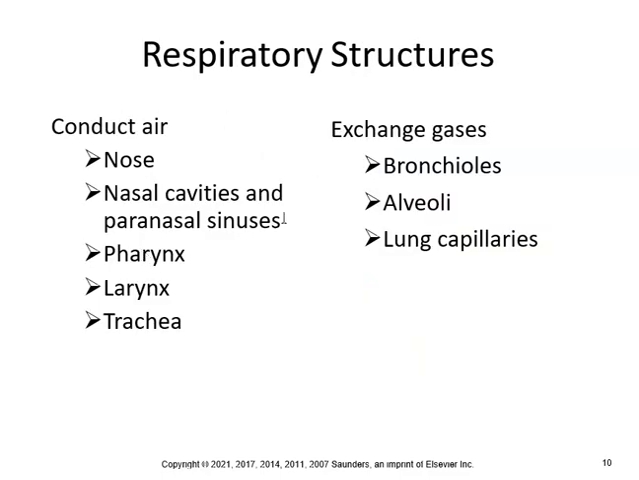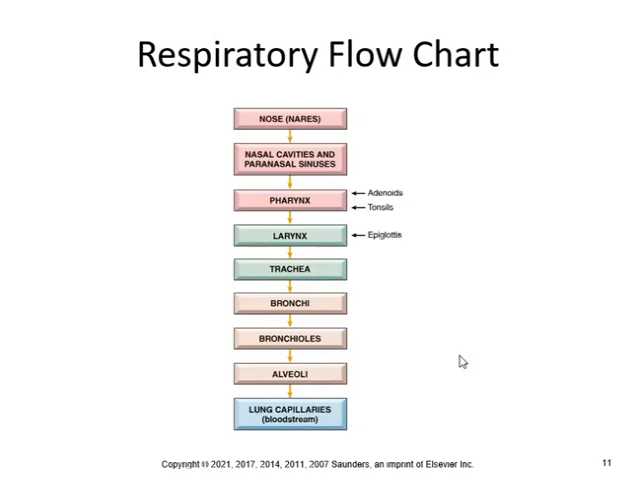To conduct air, you need the nasal cavities, the pharynx, the larynx, and the trachea. And in order to exchange carbon dioxide and oxygen, you need bronchioles, alveoli, and the lung capillaries. So basically you breathe in through your nose, then it goes into the nasal cavities and the paranasal sinuses, then it goes into the pharynx, then the larynx, trachea, bronchi, bronchioles, alveoli, and the lung capillaries send it to the bloodstream.